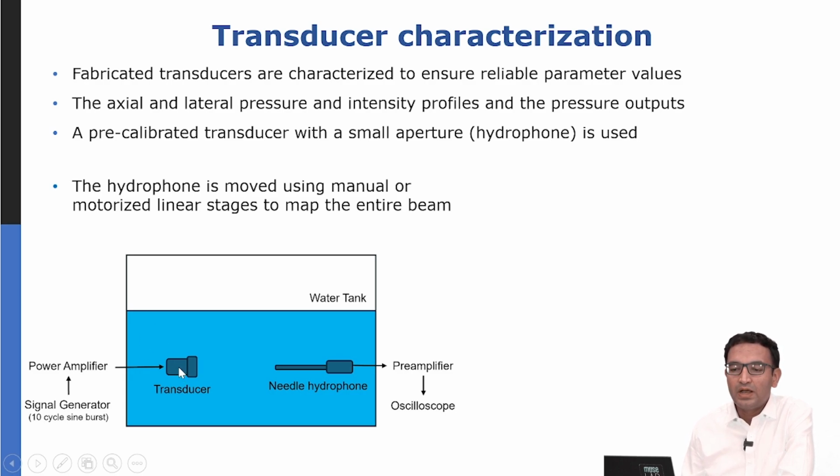And a hydrophone is placed in front of the transducer and moved around spatially to map the entire beam. Particularly, it's common to measure the signal at the focus, but you can move the transducer in the 3D grid and figure out the pressure or the intensity profiles at all these points in the grid.